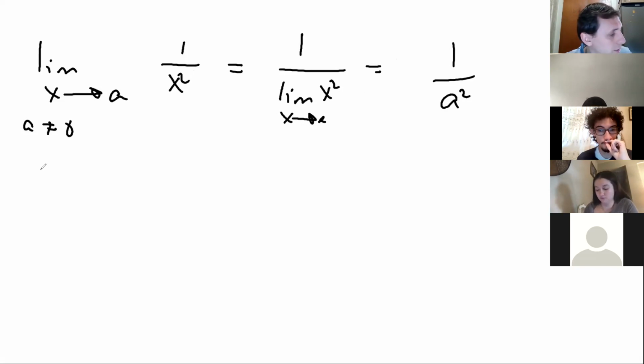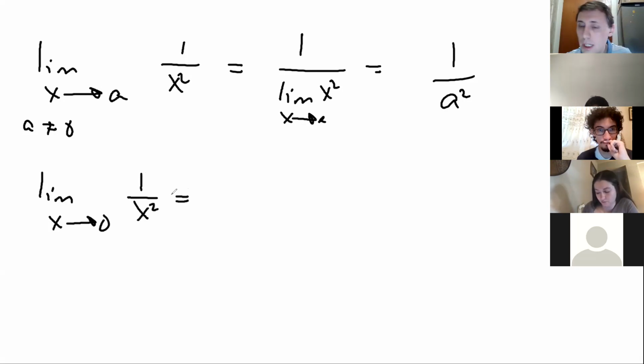But on the other hand, if I take the limit as x goes to 0 of 1 over x squared, what am I going to get? I'm going to get 1 over 0 plus, yes? And that means 1 divided by ever smaller positive fractions that are close to 0. And the result is infinity. Do you all understand that?